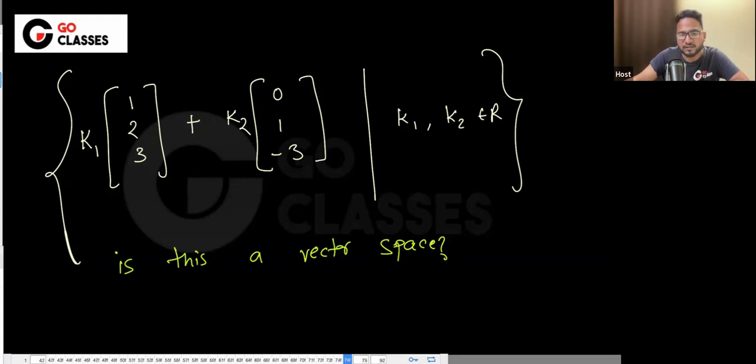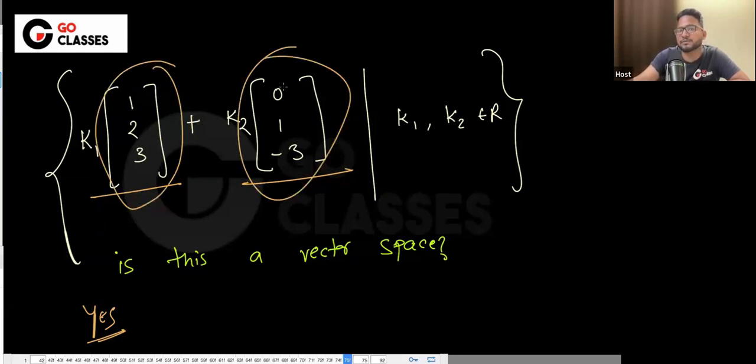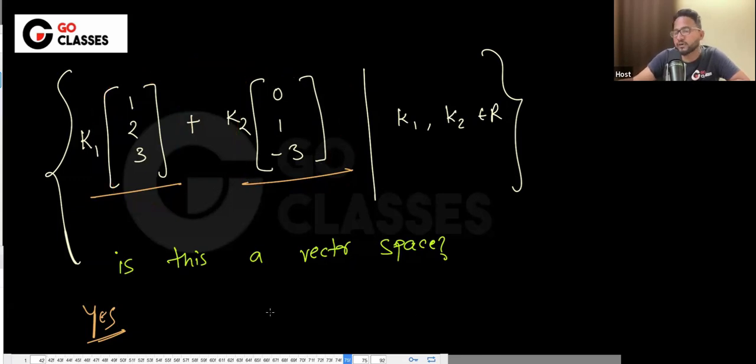The answer is yes, right? Answer is yes. Why? Because it is a linear combination of two vectors. Maybe these two vectors are linearly dependent, linearly independent. Actually, I do not need to care. Either it is a line or it is a plane, right? If these are dependent, let's suppose these are the same, then it will be a line, or it is a plane. And line or plane, whatever it is, it is a vector space.